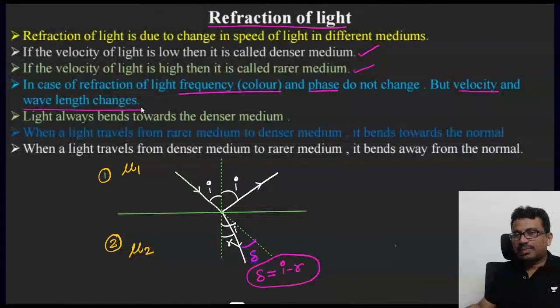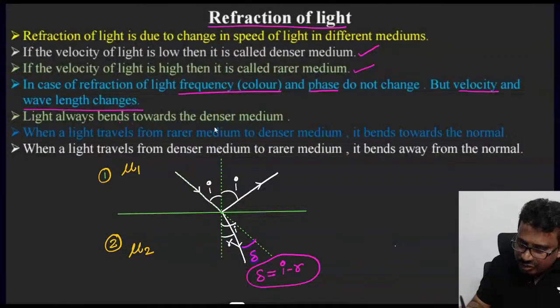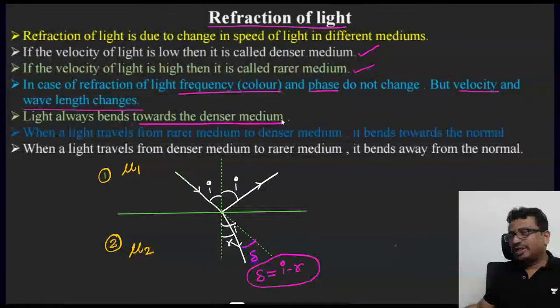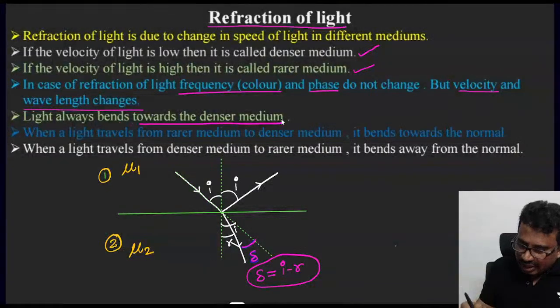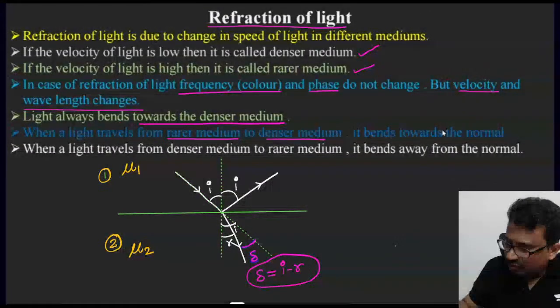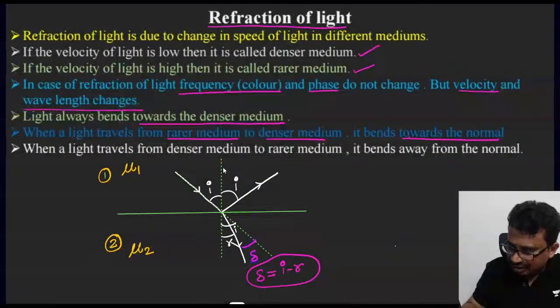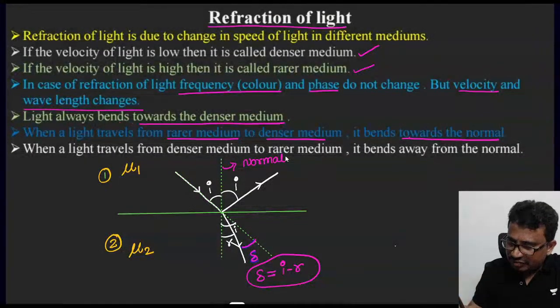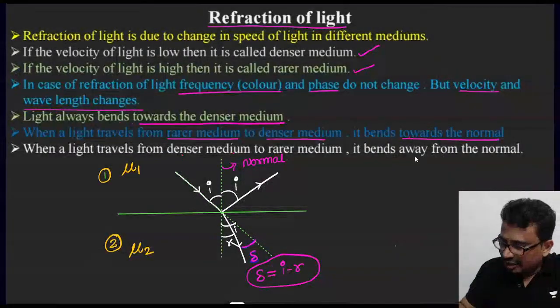And another important property: light always bends towards the denser medium. When the light travels from the rarer medium to the denser medium, in what direction will it bend now? Towards the normal. This dotted line is the normal. Light will bend towards the normal. When light travels from denser to rarer, it will bend away from the normal.